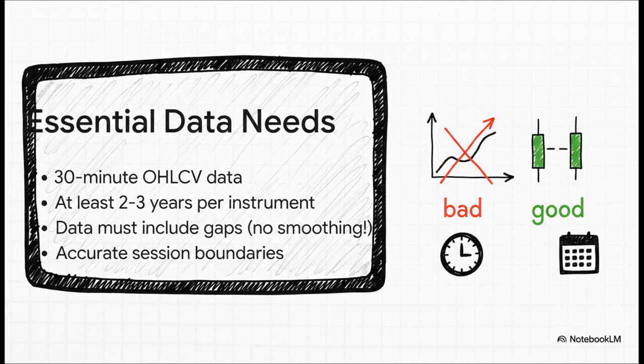So for the gap reversal strategy we're using as an example today, a system that literally hunts for price jumps, we need data that captures all the nitty-gritty details. That means, at a minimum, 30-minute price bars showing the open, high, low, and close. But most importantly, the data must show the gaps. None of that smoothed-out, perfect-looking data. We need to see reality, warts and all, right down to the exact start and end of each trading day.